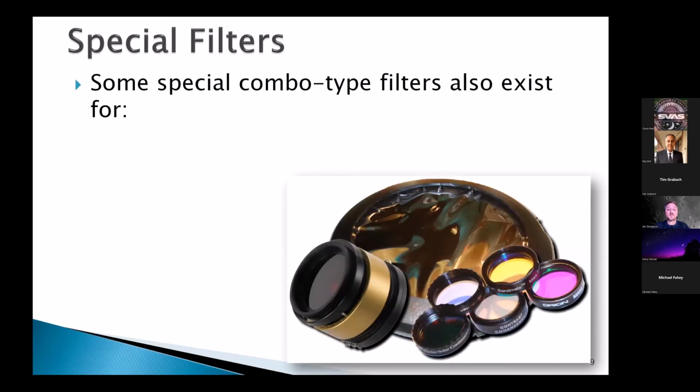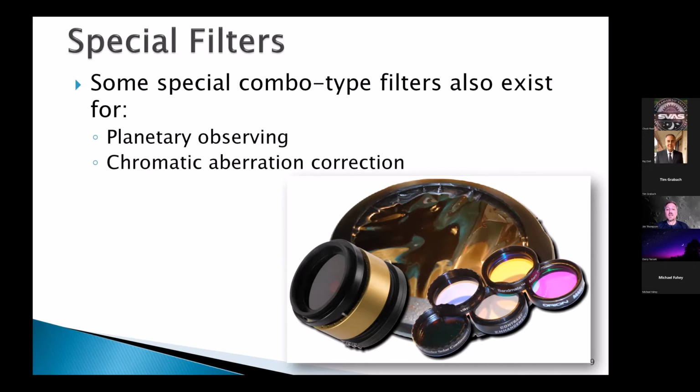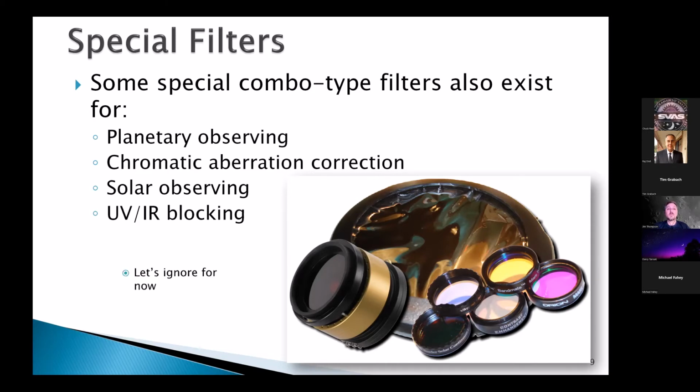There are filters on the market that combine both absorption and interference for very specific applications, such as planetary observing, chromatic aberration correction, solar observing, and UV IR blocking. Although these are also very useful filters to the amateur astronomer, let's ignore them for now.